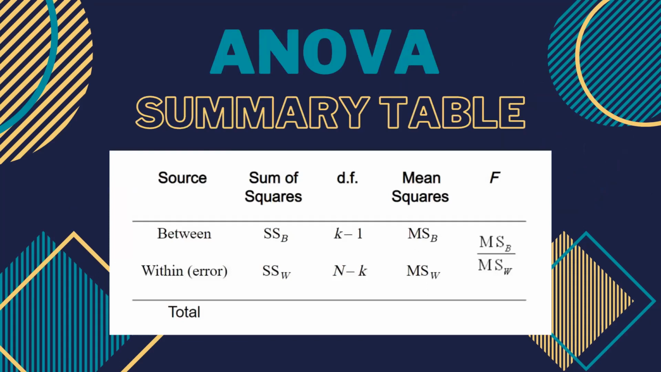This is the summary table of ANOVA. Here the source is the estimate between groups and within groups. The sum of squares is denoted by SSB and SSW. The degree of freedom, I will discuss later on. Between groups, it is calculated by K minus 1, and within groups, it is calculated by N minus K. The mean squares is denoted by MSB and MSW, and F is obtained by dividing MSB by MSW.